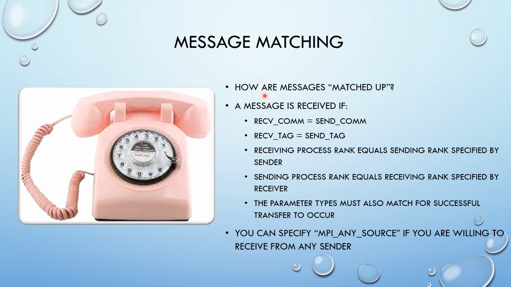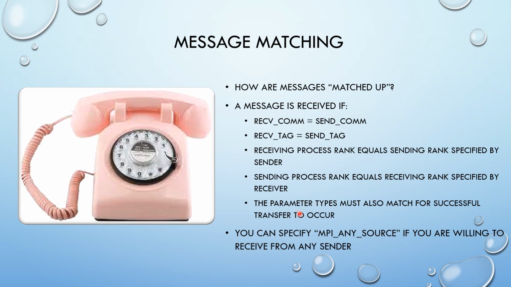Basically, messages are matched if the receive communicator equals the send communicator. That's that MPI COMM WORLD. So they have to be using the same communicator, which is the data structure underneath. If the tags match, then we're moving along. If the receiving process rank equals the sending rank specified by the sender, in other words, if I'm sending to process 5, then only process 5 can receive it. And similarly, if I'm the receiver and I say I want to only receive from process 12, then the sending process better be 12, all right?